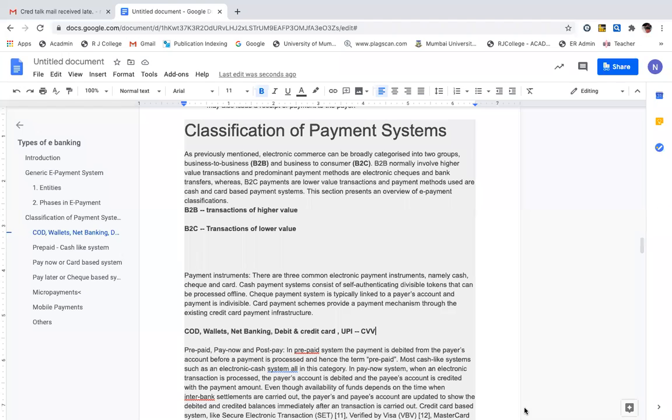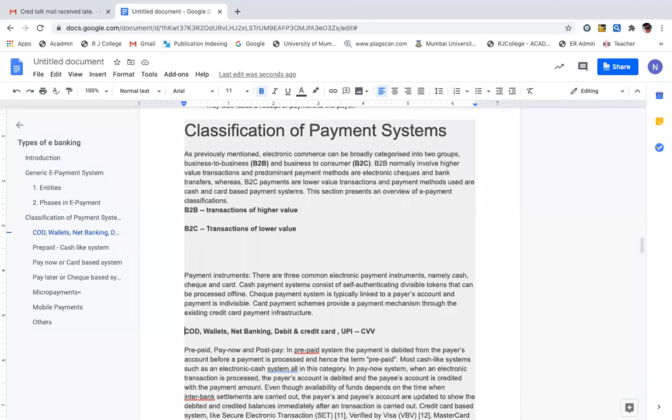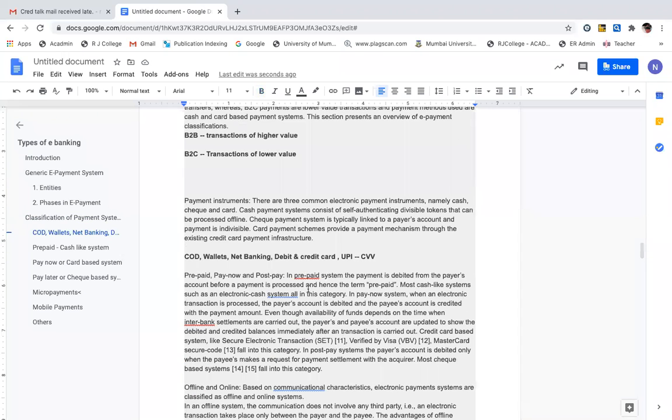I said CVV, card. Ma'am, card verification code. Card verification value. Okay, correct. So now, this is based on the payment method you have chosen, it gets registered.